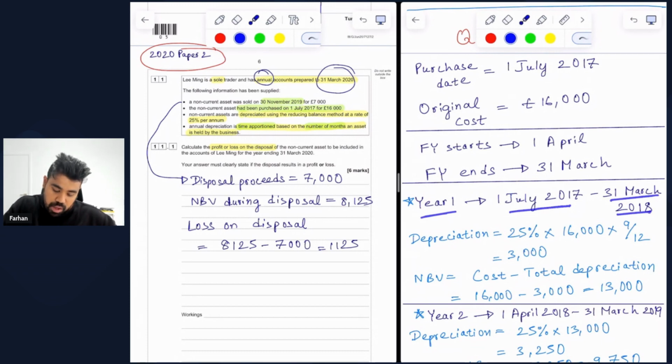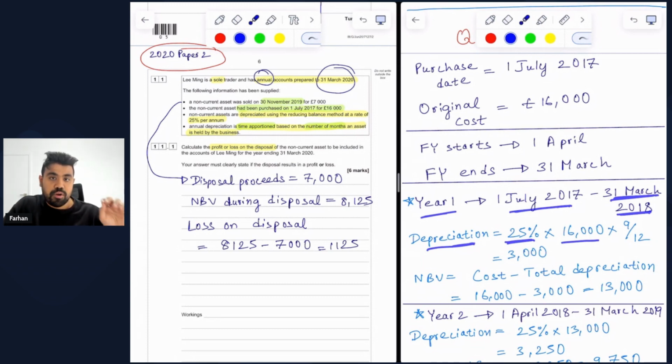If you want to find the depreciation using the reducing balance method in the first year, what you have to do is simply take the percentage that is given to us, which is 25% in this case, and multiply it with the original cost. However, from 1 July 2017 until 31 March 2018, we have 9 months in total that the asset is being used for the financial year ending 31 March 2018.